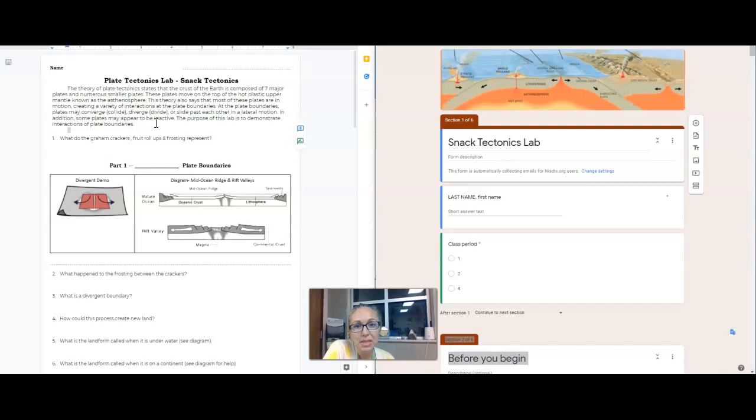What you're going to do today is answer the questions on your handout, but since I'm not there to help you, you're also going to answer them at the same time. You'll have your handout on your desk and your Chromebook open, and you're going to answer them at the same time on this Tectonics lab.